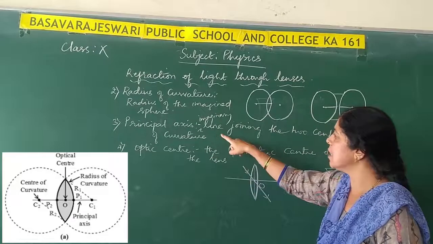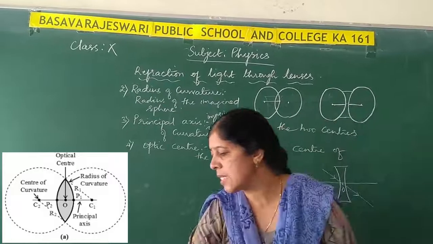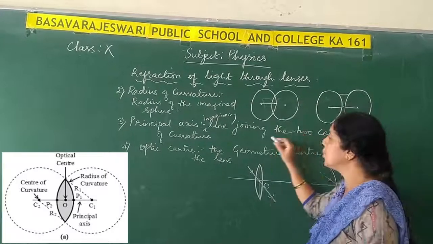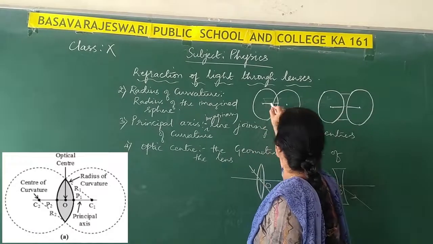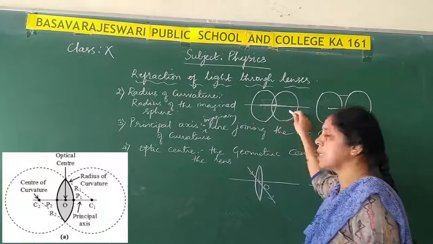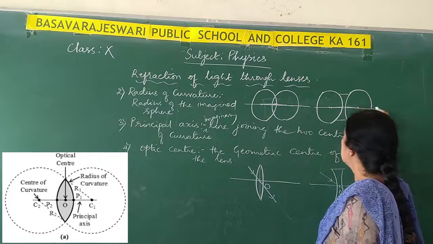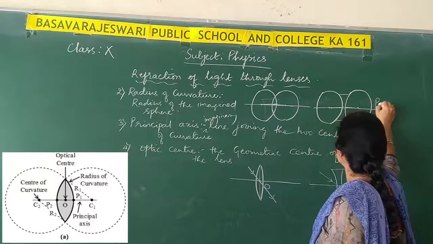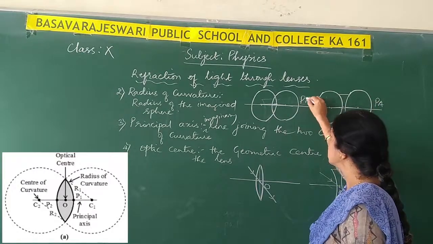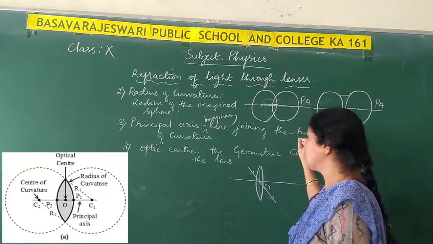Next term is principal axis. Now, principal axis is the imaginary line joining the two centers of curvature. So, if you draw an imaginary line passing through the two centers of curvature, then that line is called the principal axis of the lens. So, you can draw a principal axis both for a convex lens and a concave lens also.